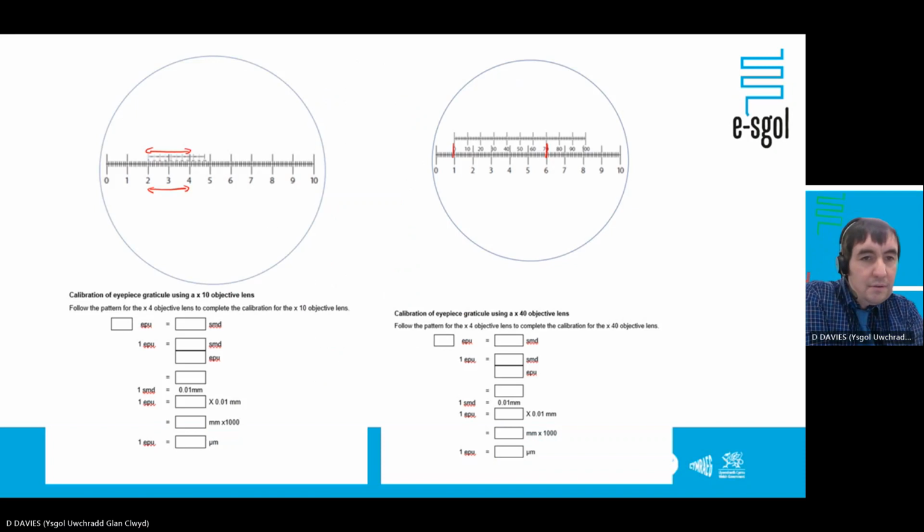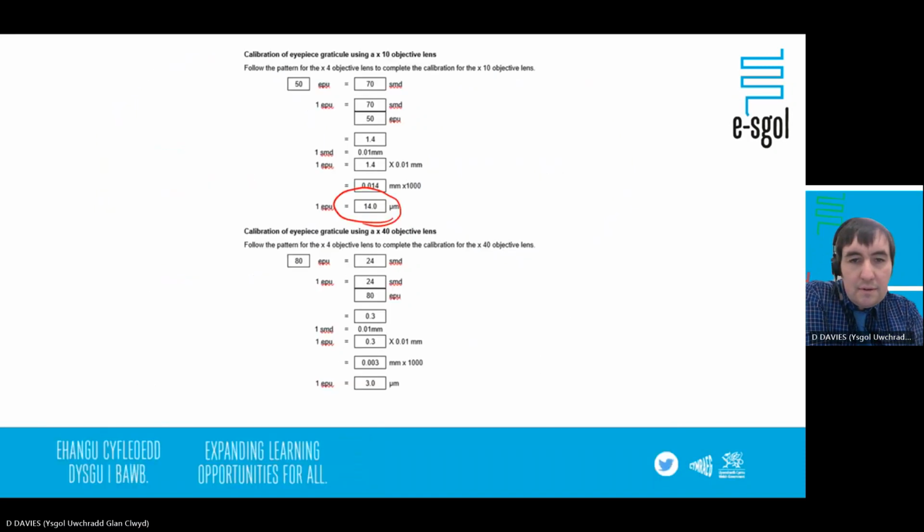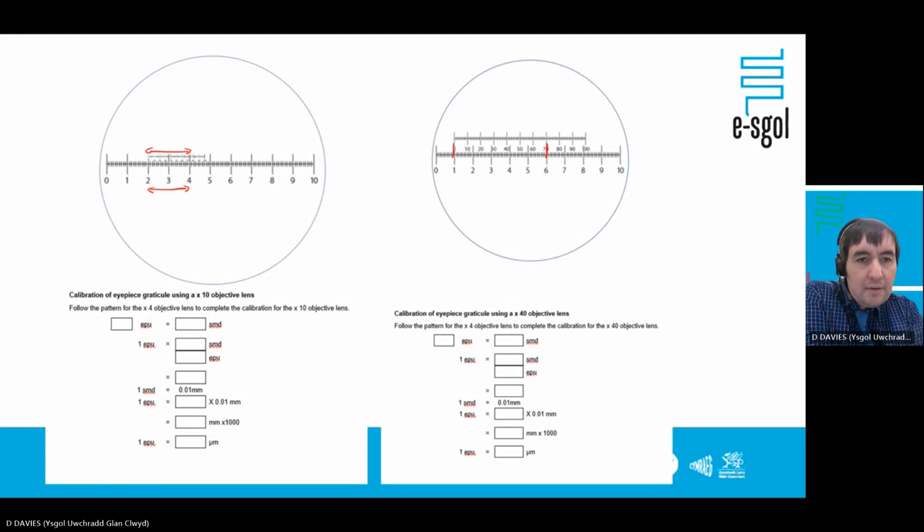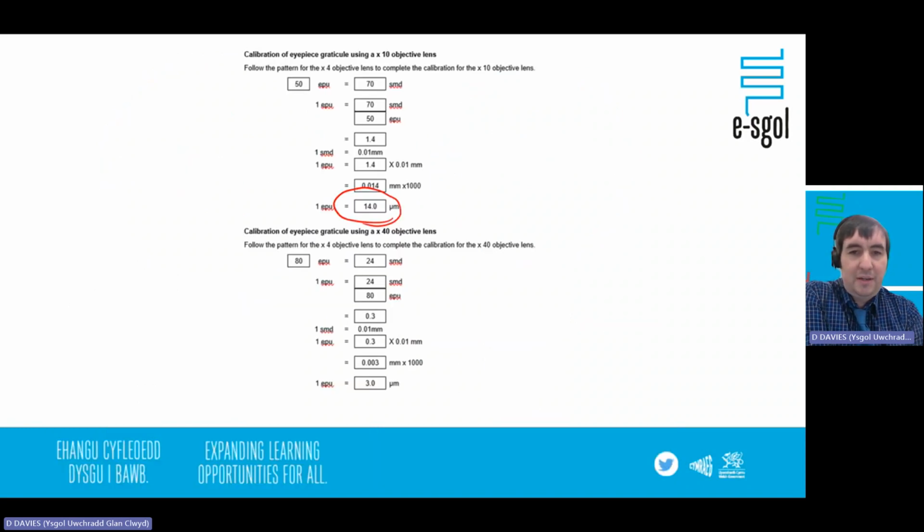80 to 24. Do you know what I think I've done, guys? I'm very sorry. These pictures are the wrong way around, aren't they? This should be the one at times 10, and this should be the one at times 40, shouldn't it? Sorry about that. That's a mistake on our part. But it doesn't matter if you work them both out. We can still go through the answers, can't we?